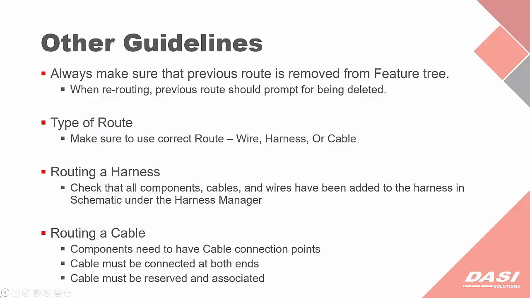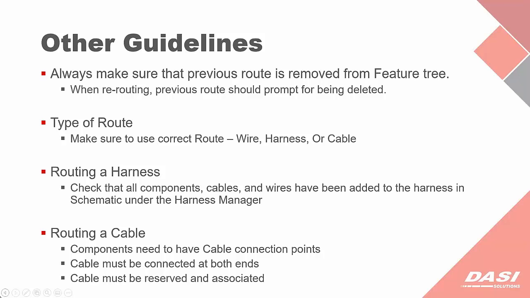So, a couple other things just to keep in mind. Always make sure that the previous route is removed from the feature tree. Now, if you're routing harness and you move something, yes, you can just hit the reroute, just hit route harness again. It's going to prompt you to make sure you remove it. But if you switch from a harness to a wire, you have to either remove the harness from the schematic, which you can easily do, just delete that harness, but keep your schematic intact, and you can then route wires.